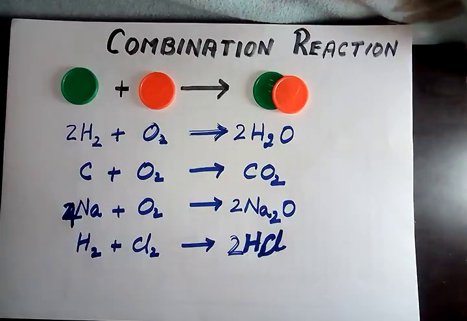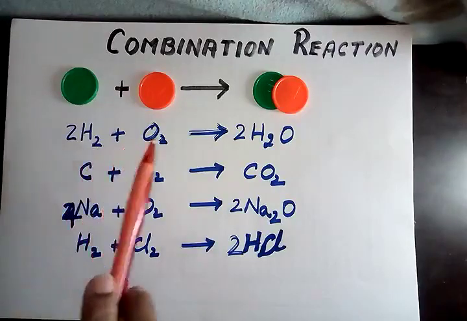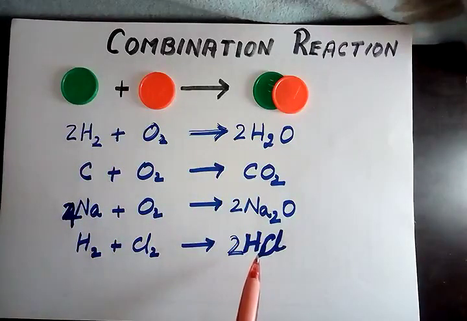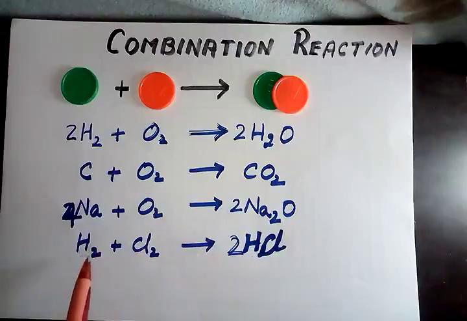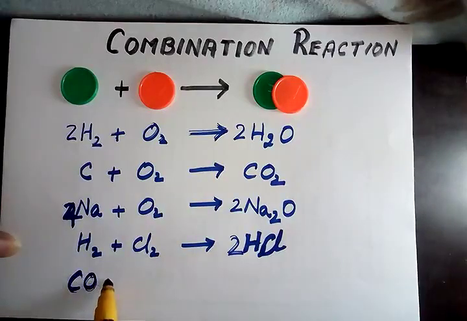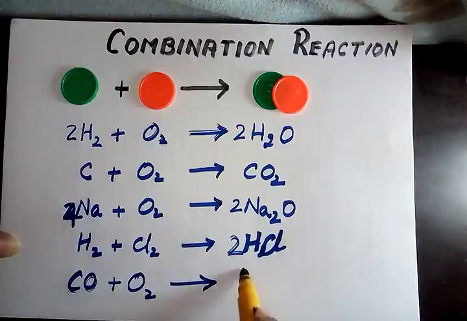So right now, carefully observe. All these four examples that I have given over here are elements combining to form a product. It's not necessary that only elements combine to form a product. You can also have a compound combining to form a single product. For example, I may have carbon monoxide made to react with oxygen to form carbon dioxide.